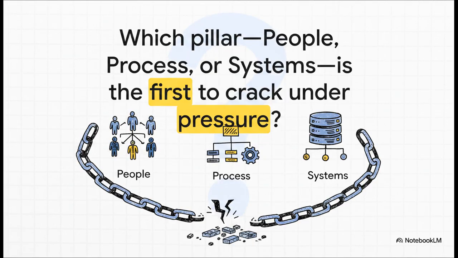A great risk management framework needs three things to work: good people, good processes, and good systems. But a chain is only as strong as its weakest link. So the question is, when the pressure is really on, which of those pillars do you think is the first to crack?